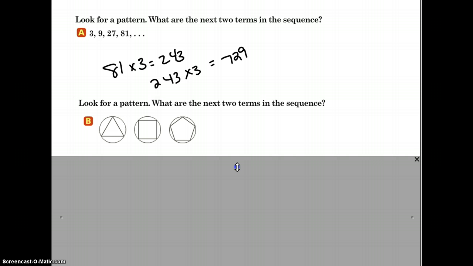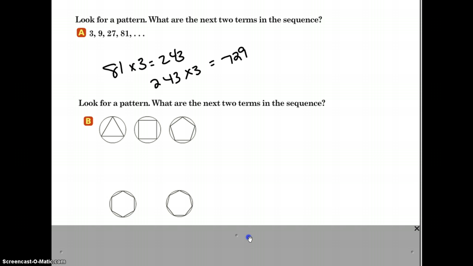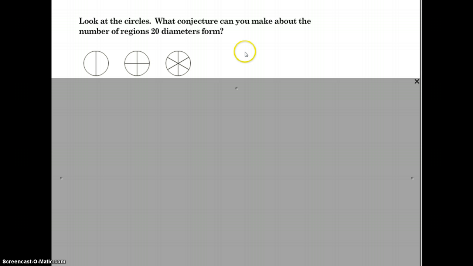Now, sequences don't just have to be numbers, they can be pictures. So what's the next one in this sequence? So if you notice here, we have a circle with a triangle, a circle with a square, or any quadrilateral, a circle with a pentagon. So what do you think comes next? Yeah, you got it. A circle with a hexagon and a circle with a heptagon. Good job, you guys.